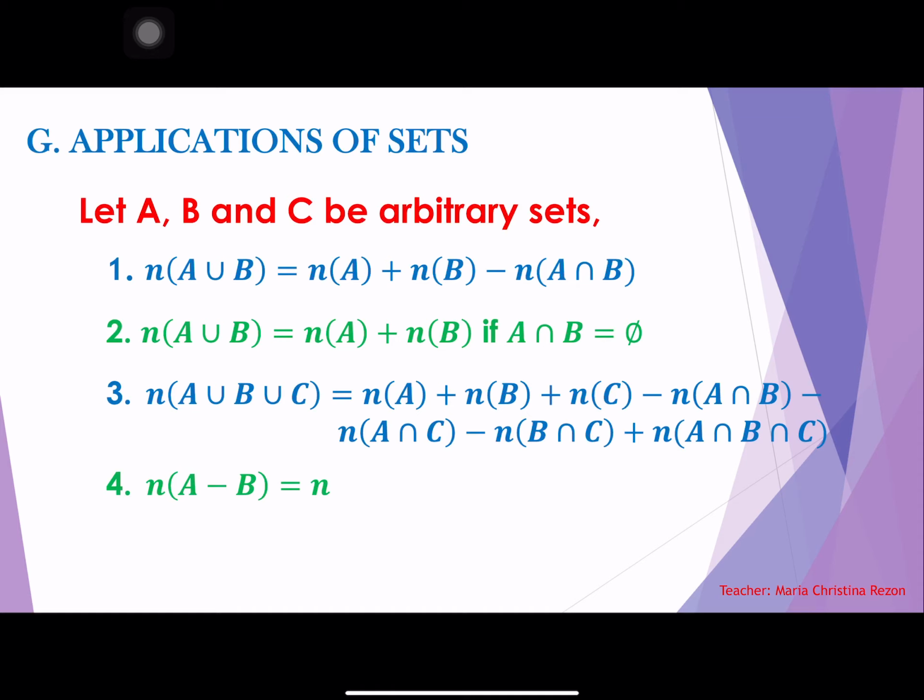And then the fourth one is n of A minus B is equal to n of A minus the number of elements of A intersection B. And the last one is the number of elements of the complement of A is equal to the number of elements of the universal set minus the number of elements of set A.